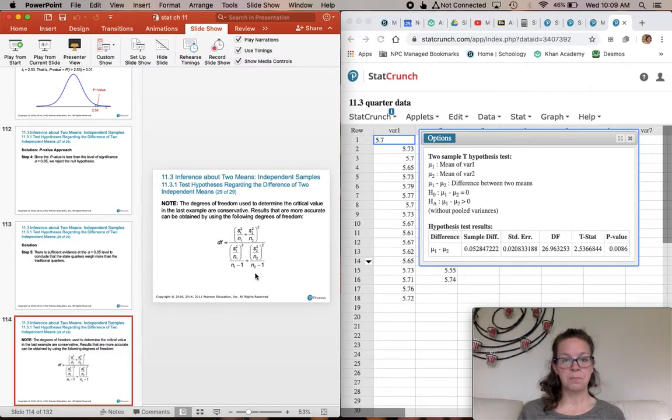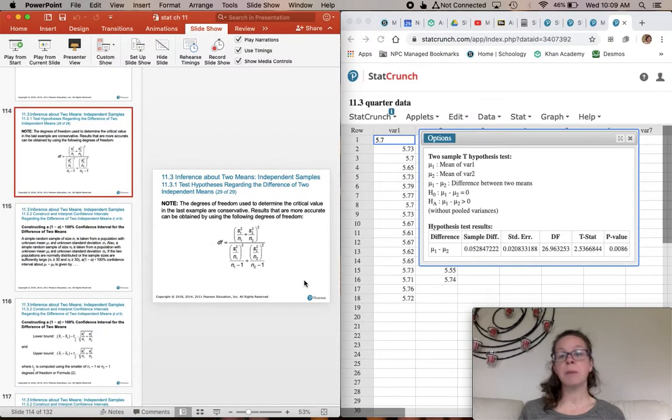That's ugly, right? So it's easier to just go one smaller than the smallest. That will give you a more conservative estimate. This gives us a more realistic estimate, but that would be gross to do by hand, but StatCrunch does it for us right there.